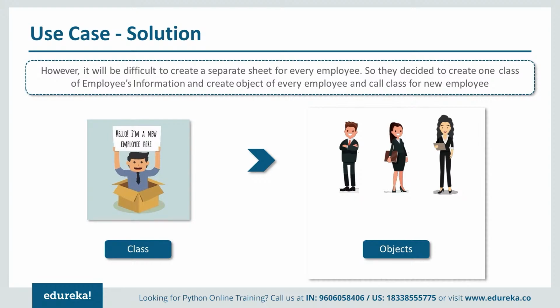So how will it be different to create a separate sheet for every employee? First of all, that was one case wherein we want to reuse the code from a weekly progress report over a monthly progress report. And secondly, we do not want to create a progress card for each and every employee separately. So we will create one class to hold employee information and create an object of that class for every employee whenever a new record has to be generated for any new employee.